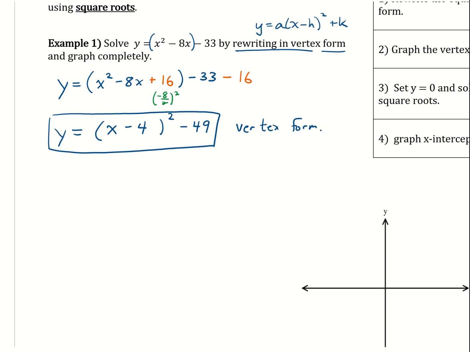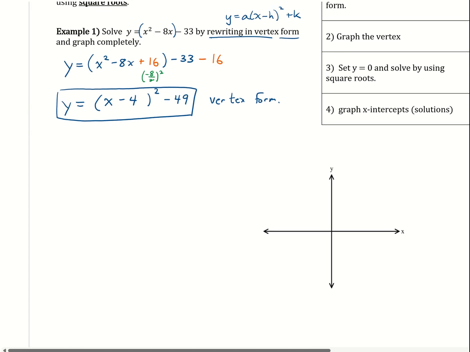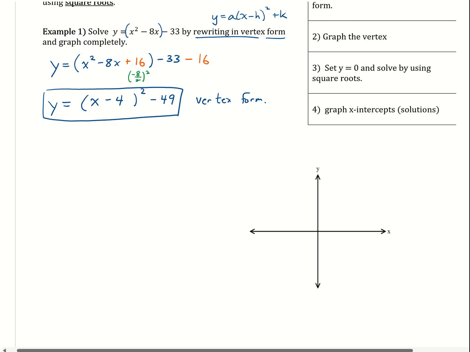Now, once you have the vertex form of the equation, you could answer a lot of questions. You could identify the transformations. You could graph the function. You could do domain, you can do range, all those things we've been doing. But kind of the new element in this lesson is finding the x-intercepts. So to find the x-intercepts, set y equal to 0.